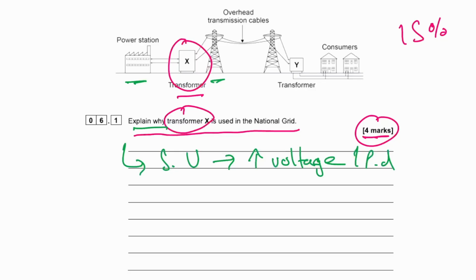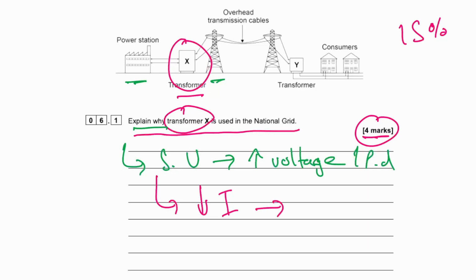The key thing here is that transformer X does increase the voltage, but when it increases the voltage, what also ends up happening is it decreases the current. Immediately when you say that, again, you get another mark just to say that it decreases the current. But you need to make the next link: why are we actually interested in decreasing the current? What is the effect that happens when you decrease the current?